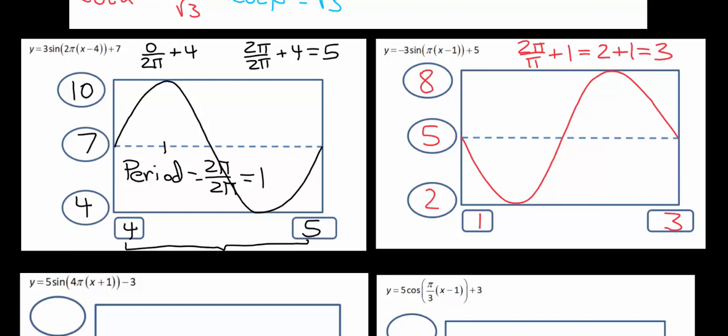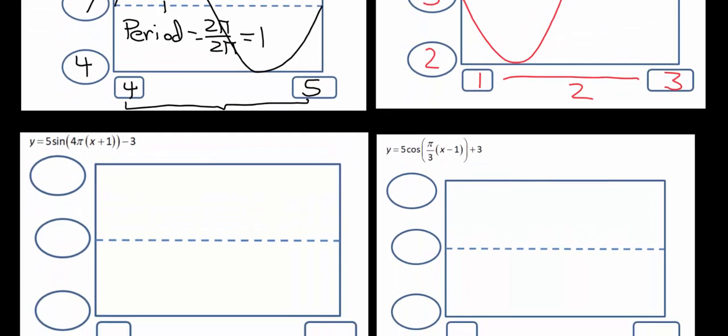Okay? And if you calculate the period, 2 pi divided by b, 2 pi divided by pi, you get 2. And notice that is the length here, 2. From start to finish takes 2.